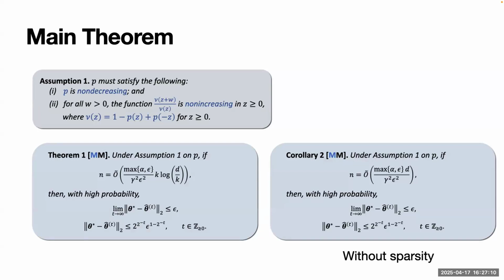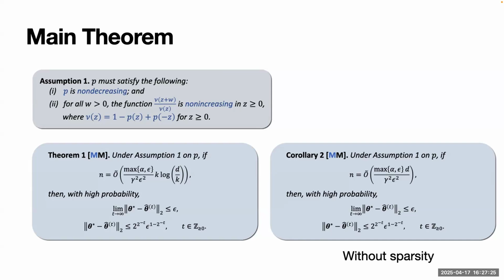Okay, so that's the assumption that we want, and both the probit and the logistic models satisfy this assumption. Random classification noise and so on, they all satisfy this assumption. So I think this is pretty mild. So yeah, okay. So that's the result.